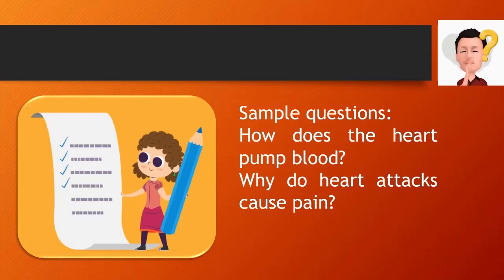Okay, now let's proceed. At the end of the discussions, the students will make a list of learning issues, or how and why questions, that they need to research before the next session. So what are the sample questions? An example here is: how does the heart pump blood, and why do heart attacks cause pain? Those are the listed learning issues, or how and why questions, that need to be researched before proceeding.